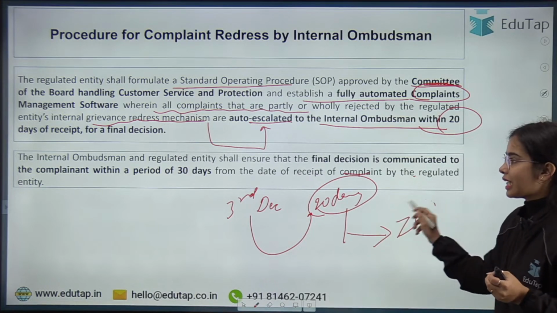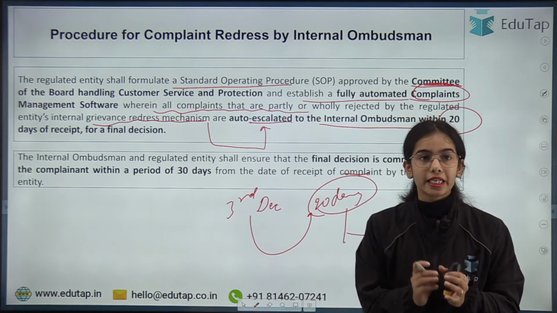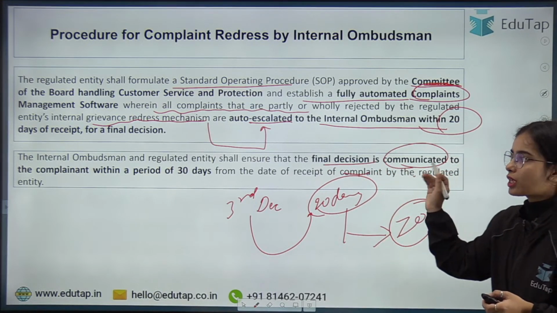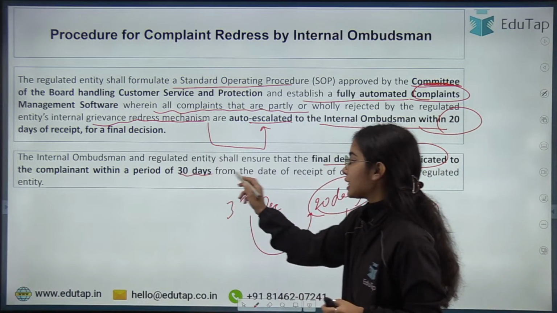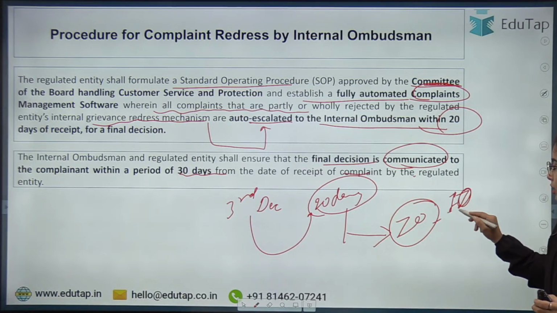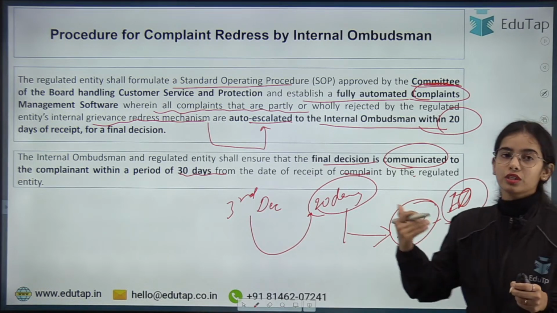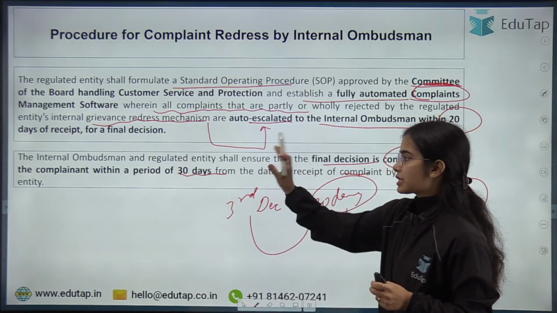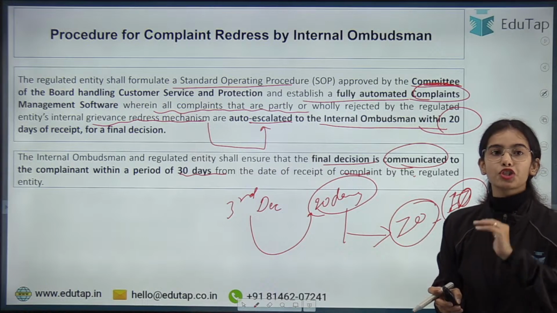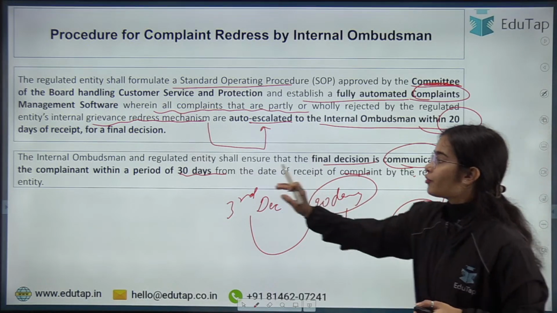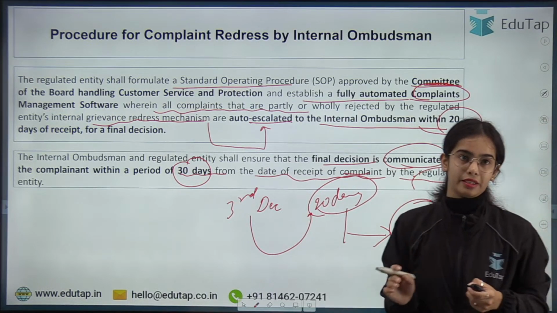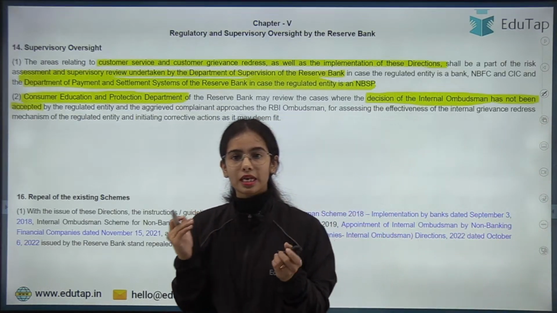within 20 days the complaint has to be transferred to the internal ombudsman. Now the internal ombudsman and the regulated entity have to ensure that the final decision is communicated to the complainant within a period of 30 days. That means the internal ombudsman will get a timeline of 10 days for the review of the complaint. Okay, so this is the idea, that the internal ombudsman and regulated entity have to ensure that the final decision is communicated to the complainant within 30 days from the date of receipt of the complaint by the regulated entity. So now this is the idea.